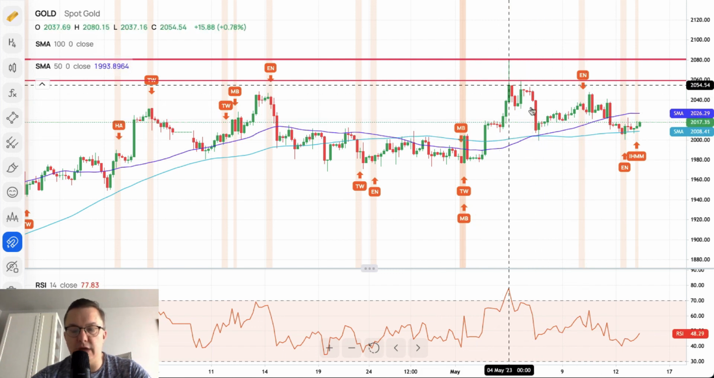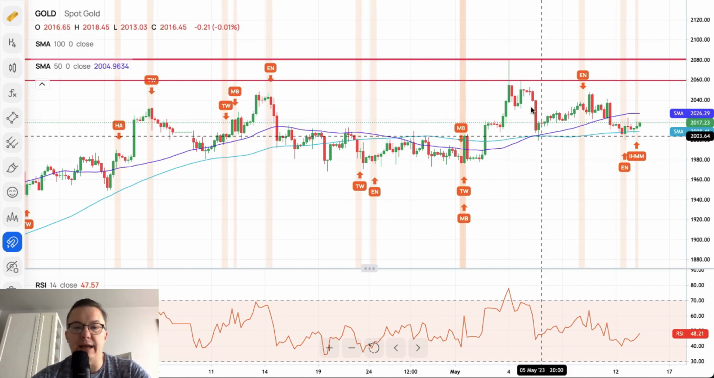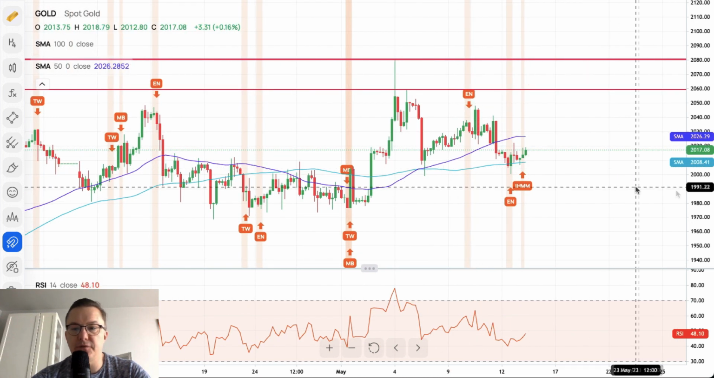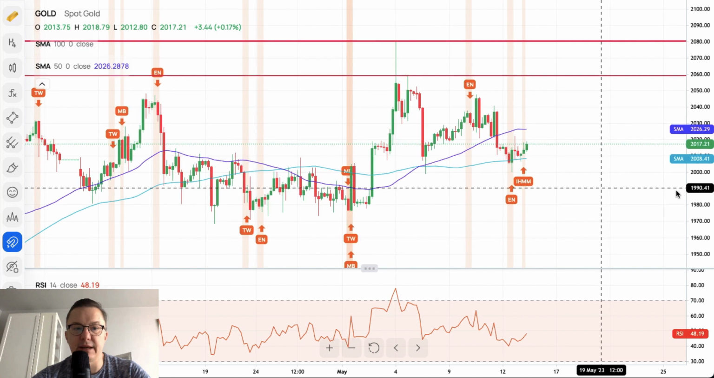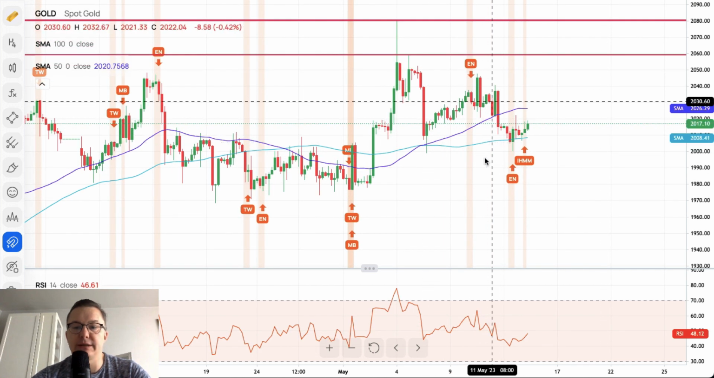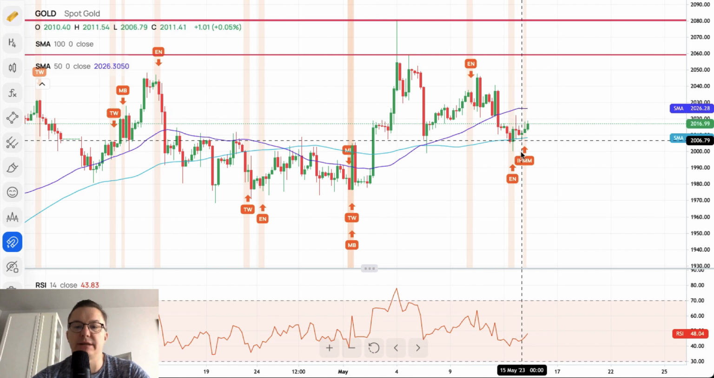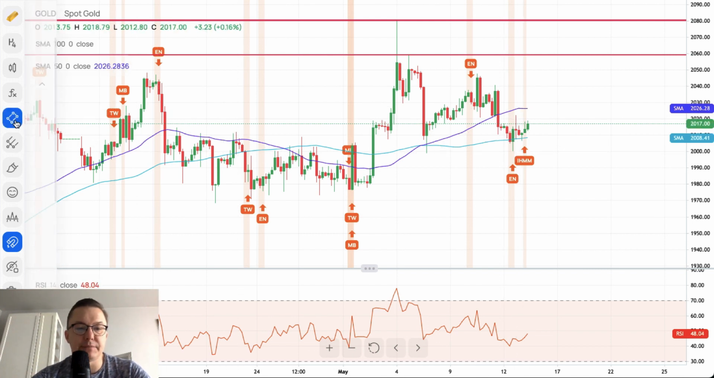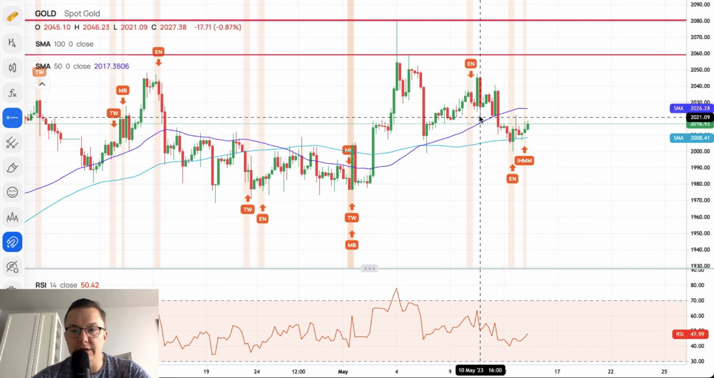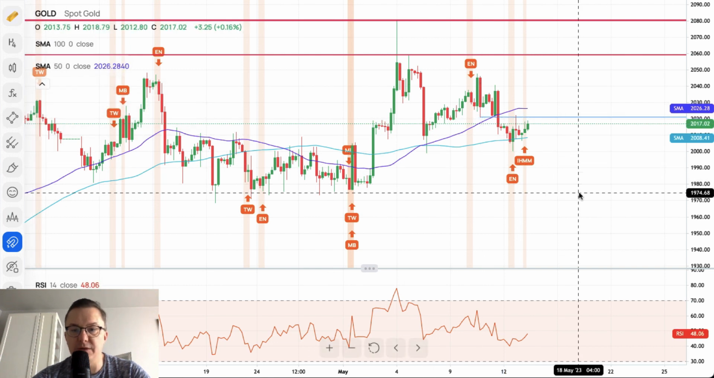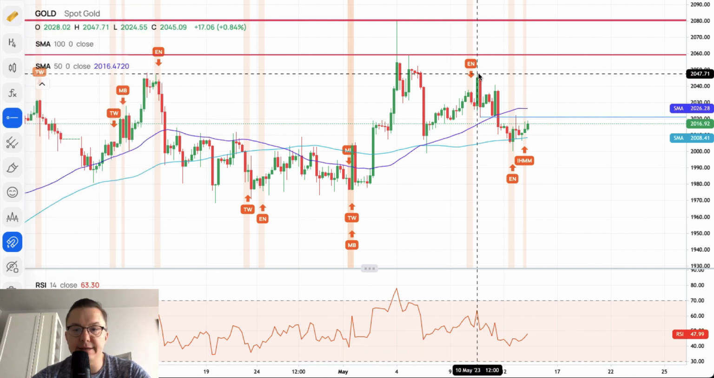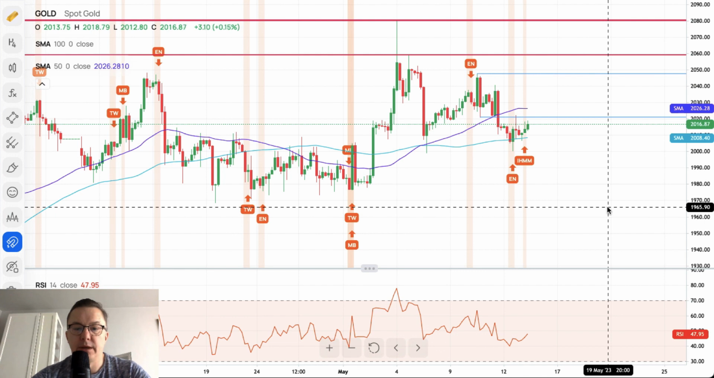And since then, every attempt of movement to the upside, as you can see, is apparently failing. Is failing because the bears are hitting the market and then pushing the market down, pushing the market down. So looks like the bears don't want this market to go any higher. Local technical resistance 2021, and another technical resistance might be placed somewhere around 2040.